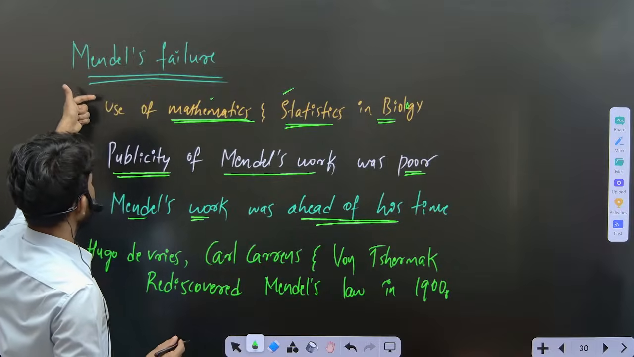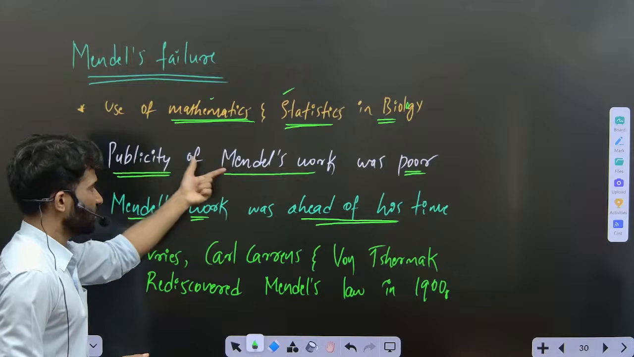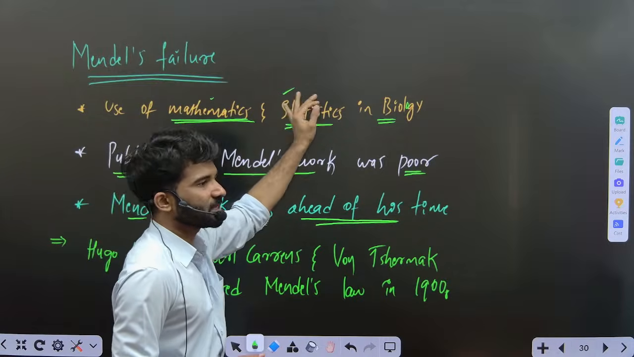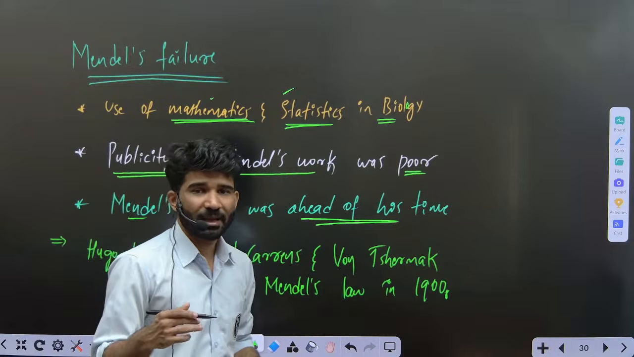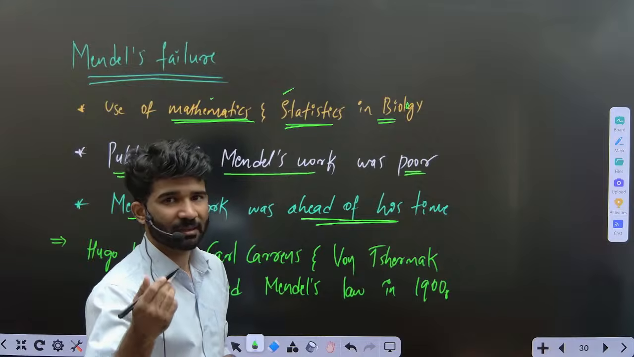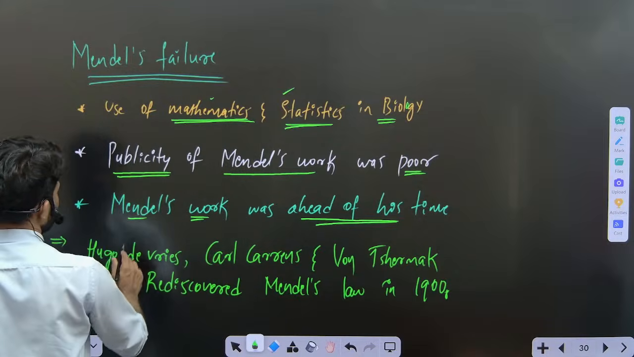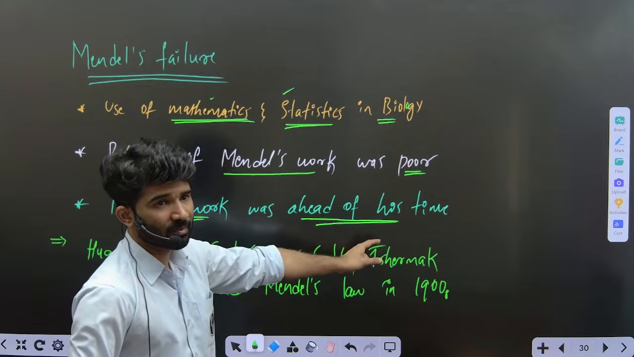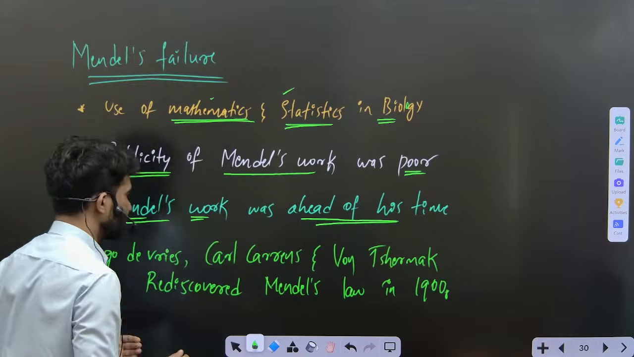So where did Mendel fail? His communication and publicity were very poor. Then, he applied mathematical and statistical principles to biological concepts, which made it complicated. At that time, nobody could understand what Mendel was trying to say. The next point is that Mendel's work was ahead of his time. He was thinking ahead of his contemporaries.